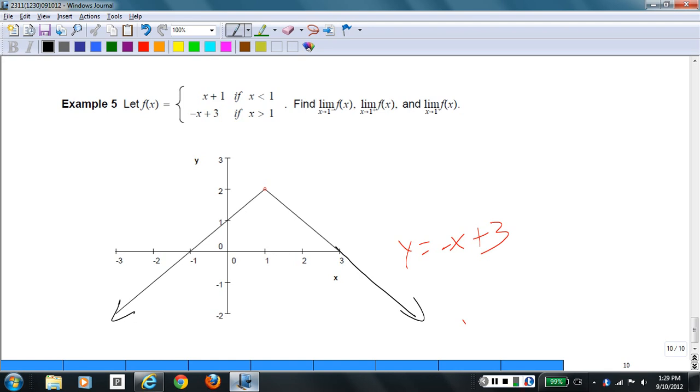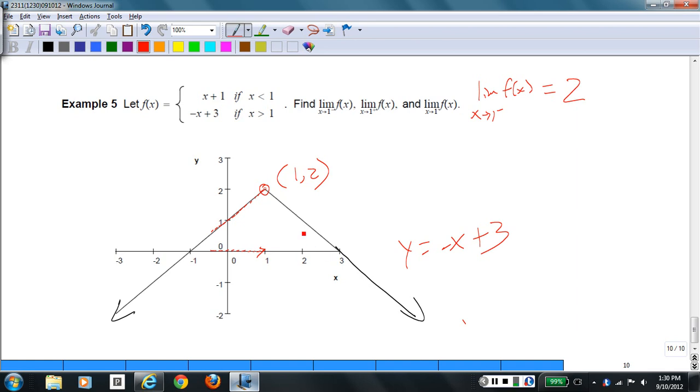As x gets close to 1 from the left, so we approach 1 from the left, the graph itself is approaching the point (1, 2). So the limit of f of x as x approaches 1 from the left equals what? 2. It's the y coordinate there.